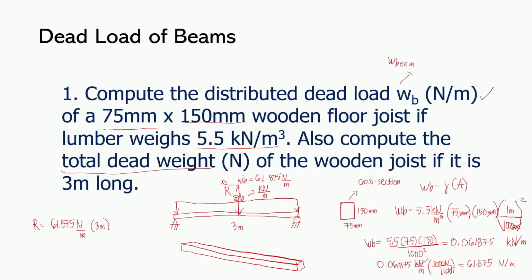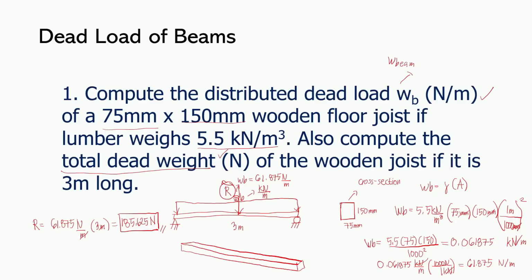And so, diba, magka-cancel yung meters. And so, we are left with newtons. Yan na yung total dead weight. So, 61.875 times 3 magiging 185.625. And then, this is in newtons. So, ito na yung R na yan. So, this is our answer for this one.